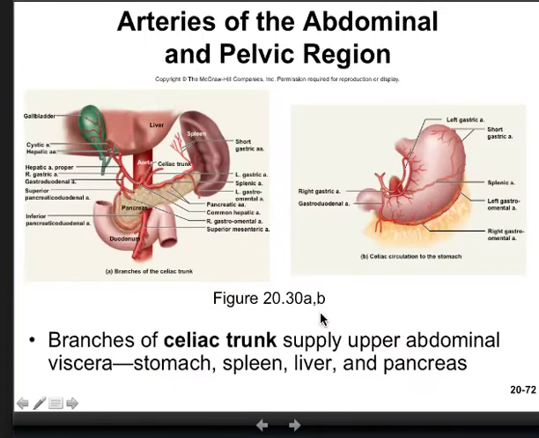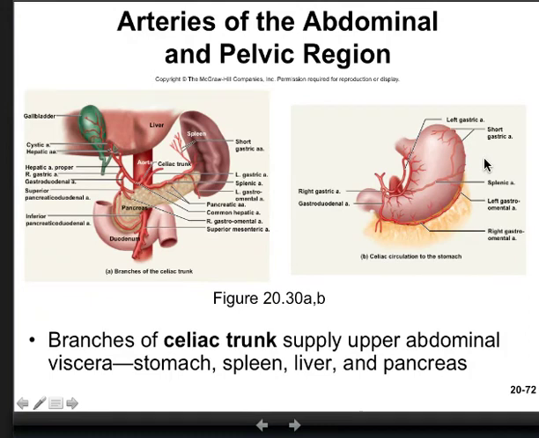Okay, the branches of the celiac trunk supply the upper abdominal viscera. This includes the stomach, the spleen, the liver, and the pancreas, and you can see where each of these branches comes off the abdominal aorta and which organs they supply. And so it's a nice little tripartite branch, the celiac trunk. Very important landmark here. Remember that the renal and suprarenal arteries lie very nearby, the renal just below and the suprarenal basically lateral to this.